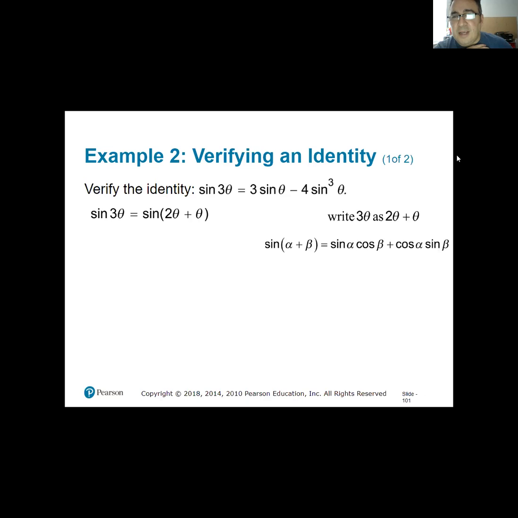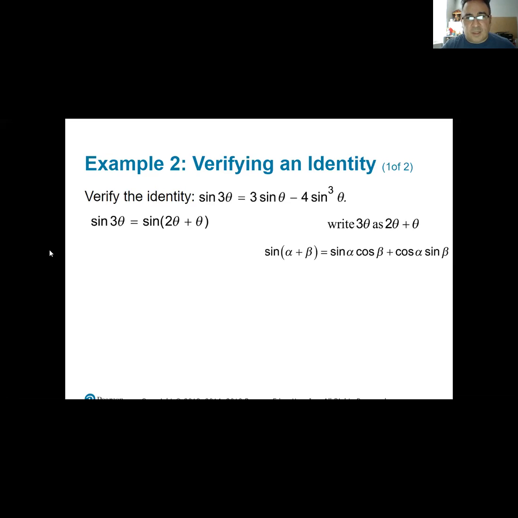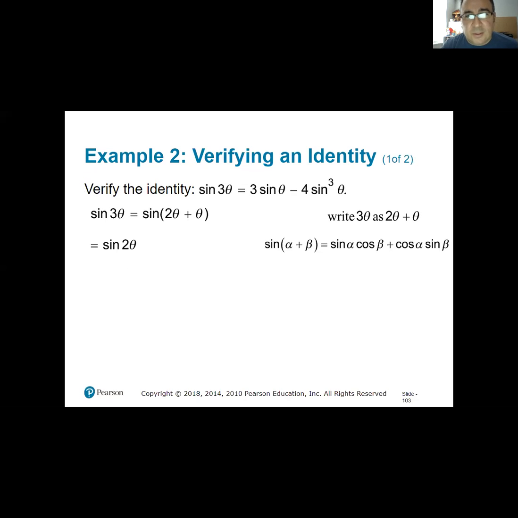So now I can apply that to sine of 2 theta plus theta. What's my alpha? My alpha is 2 theta, and my beta is theta. It's math, people. So it's going to be sine of 2 theta, that's my alpha, times cosine of theta, which is my beta, plus cosine of 2 theta times sine of theta.